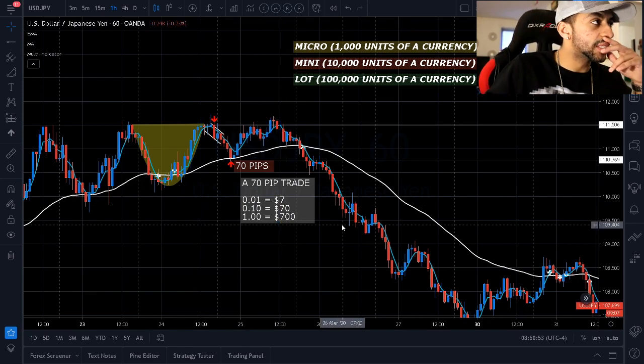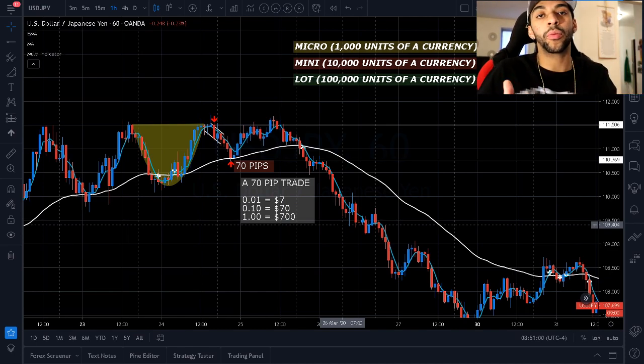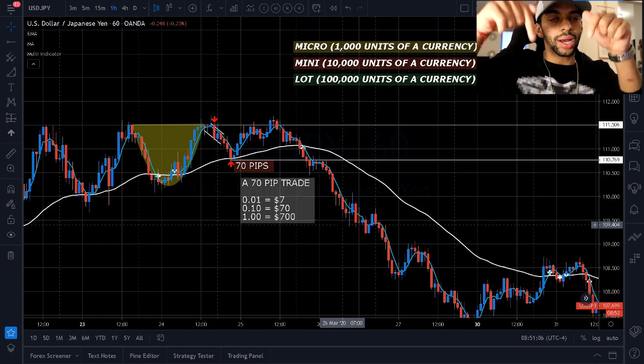Because going back up to this area right here, in my example, you see a mini 0.10 is equivalent to $1 per pip. So if I would have caught 70 pips on that trade, I would have made $70. Does that make sense, everybody here? Drop it down below if that makes sense.